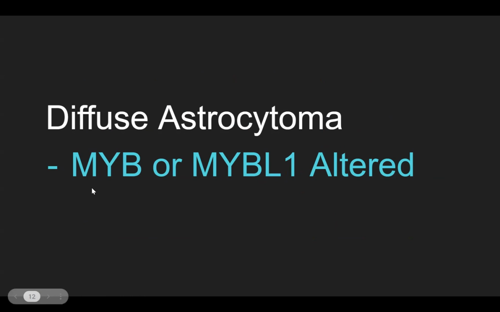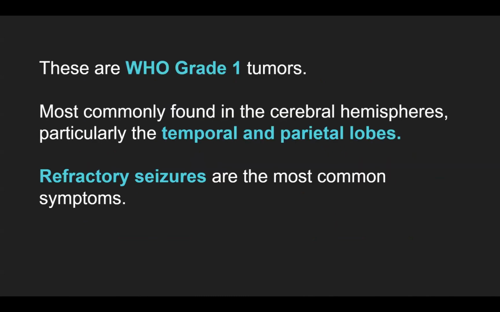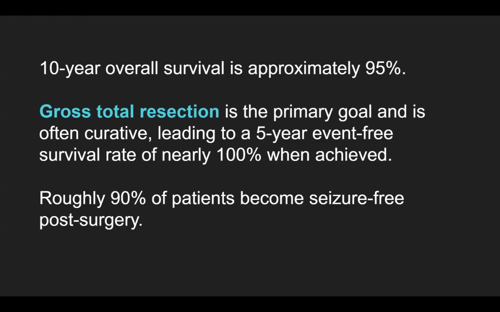MYB or MYBL1-altered, which is IDH wild type, but it is low grade. These are WHO grade 1 tumors, surprise, surprise, and most commonly found in the cerebral hemispheres, particularly the temporal and the parietal lobes. Refractory seizures are the most common symptoms. Overall survival is excellent in these patients, approximately 95%. Gross total resection is the primary goal, you were right about that, and that is often curative.